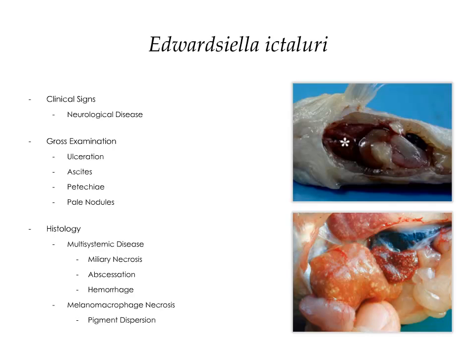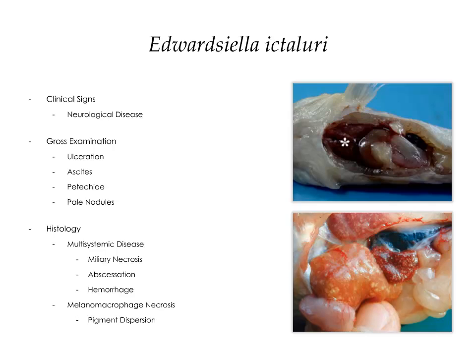On gross examination, lesions include ulceration of the skin, ascites, widespread petechial hemorrhage, and pale nodules within various tissues throughout the body. These represent foci of bacterial embolization with associated tissue necrosis. Histologically, this is a multisystemic disease with scattered foci of miliary necrosis and abscessation. Associated lesions include necrosis of the melanomacrophage centers, resulting in pigment dispersion.